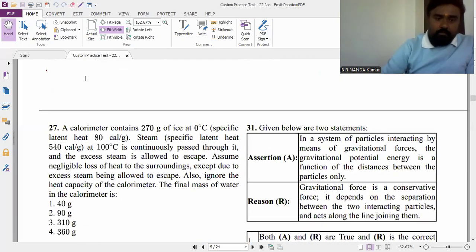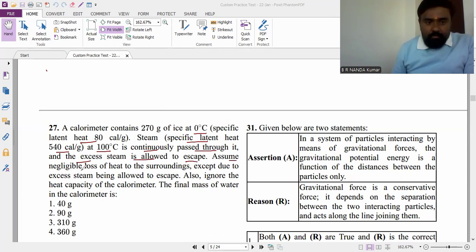7. A calorimeter contains 270 gram of ice at 0 degree Celsius. Specific latent heat is 80 calorie per gram. Steam, specific latent heat 540 calorie per gram, at 100 degrees Celsius is continuously passed through it, and excess steam is allowed to escape. Assume negligible loss of heat to the surroundings except due to excess steam being allowed to escape. Also ignore the heat capacity of calorimeter. The final mass of water in calorimeter is.